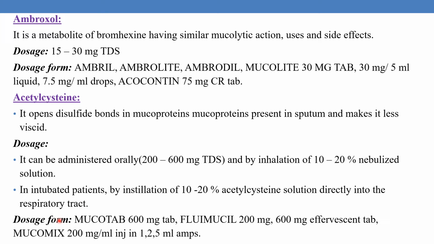Coming to the marketed products or dosage forms, Mucotab is 600 mg tablet, Flumicil is 200 mg tablet or 600 mg effervescent tablet. Mucomix is 200 mg per ml injection in 1, 2 and 5 ml ampoules.